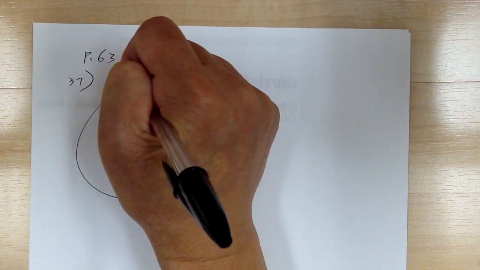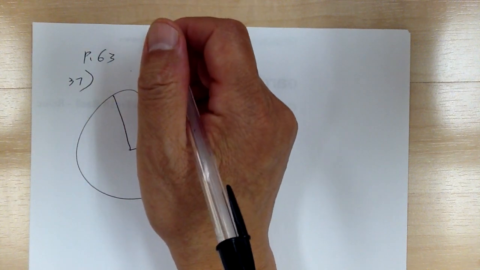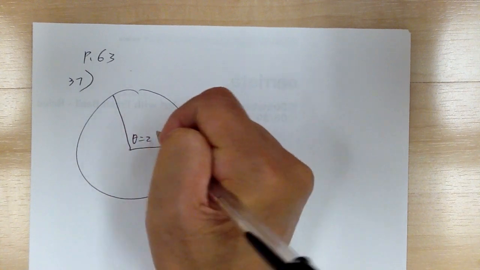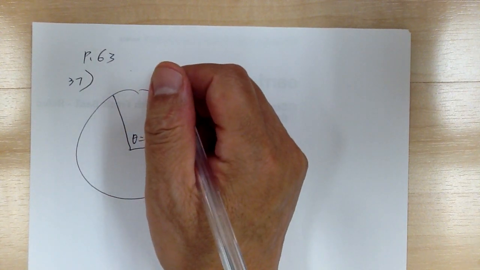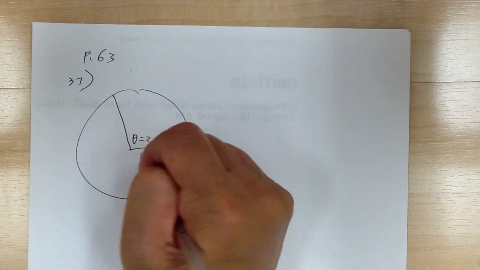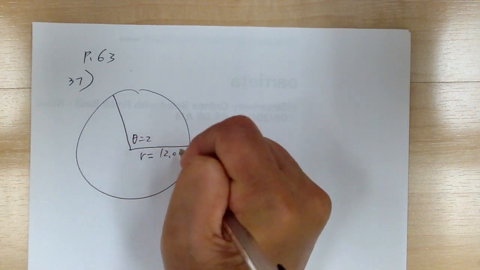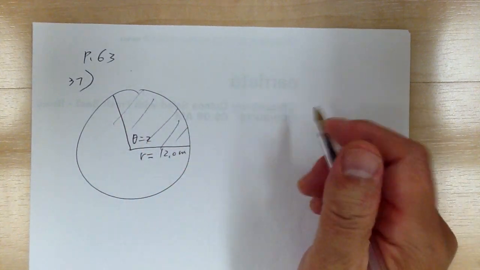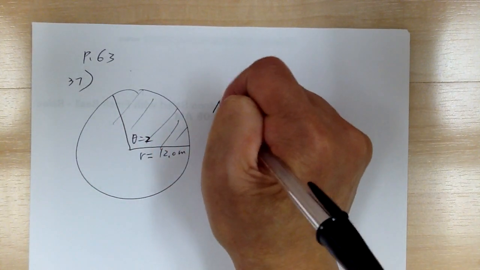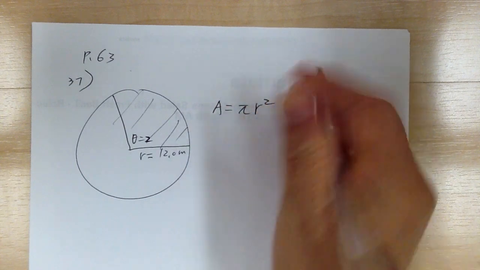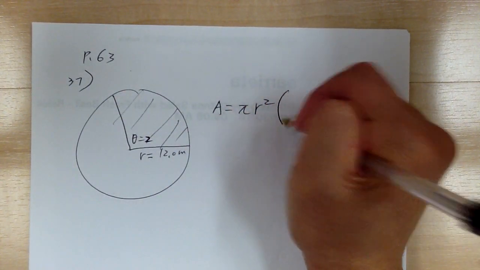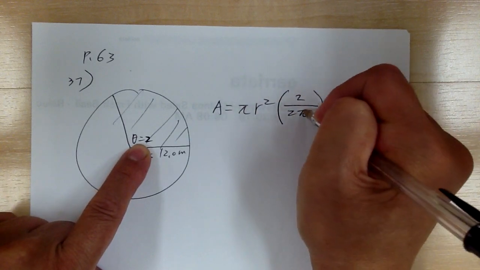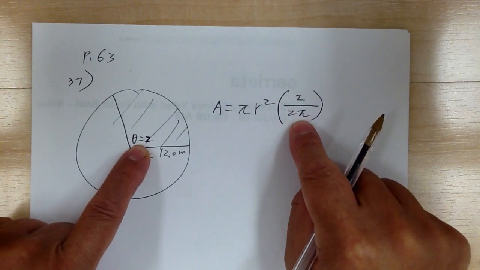Okay, so over here theta is equal to 2 radians, and the radius is equal to 12.0 meters, and you're looking for the area. So you can write down the formula. So area equal to pi r squared, that's a whole circle, and you multiply the part that you want. You want 2 radians out of 2 pi. Again, this is a radian, so you have to use over 2 pi.